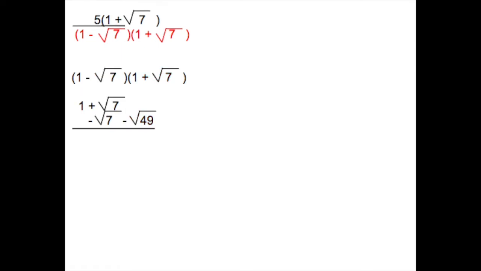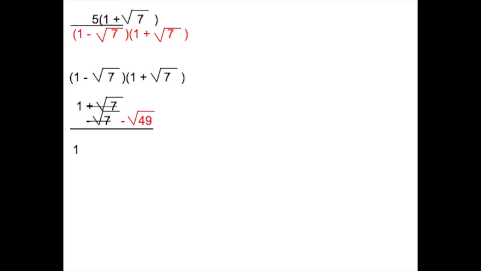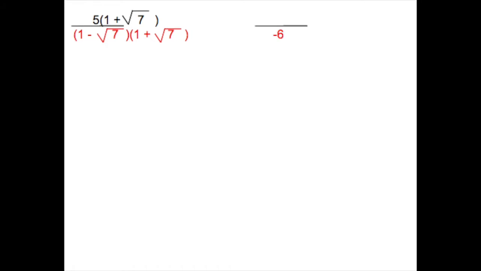Now we can simplify this. 1 will stay just as 1 for the time being. Positive square root of 7 and negative square root of 7 will cancel one another out. And we are subtracting the square root of 49, which is 7. So we are left with minus 7. And 1 minus 7 is negative 6. So multiplying our original denominator by its conjugate gives us negative 6. Now we can simplify the numerator by using the distributive property.